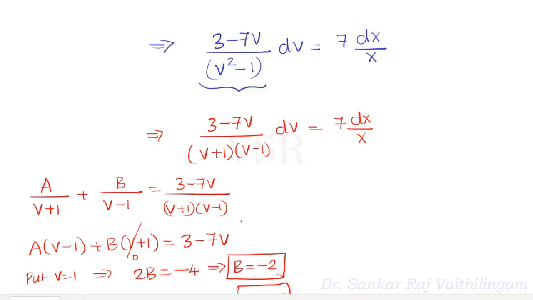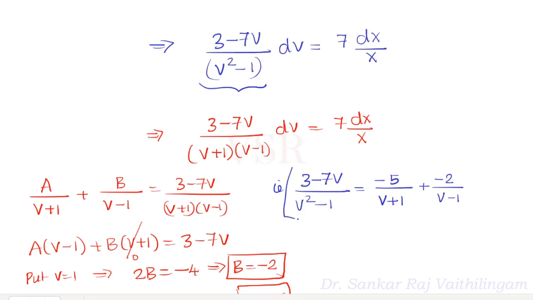So in the whole thing, what we have obtained is 3 minus 7v divided by v square minus 1 is equal to A, which is minus 5, divided by v plus 1, plus B, which is minus 2, divided by v minus 1. So this is the partial fraction.